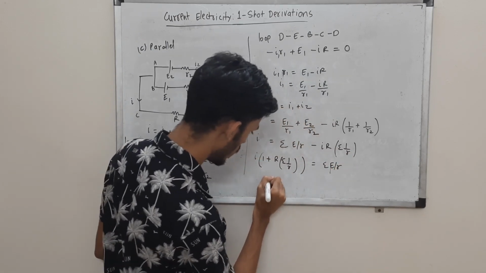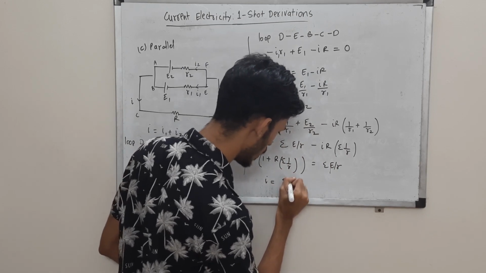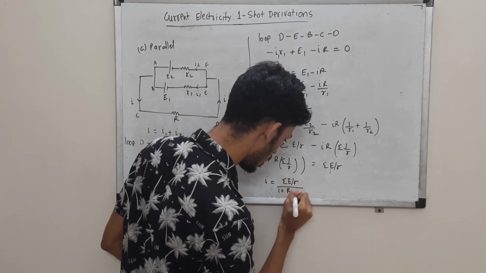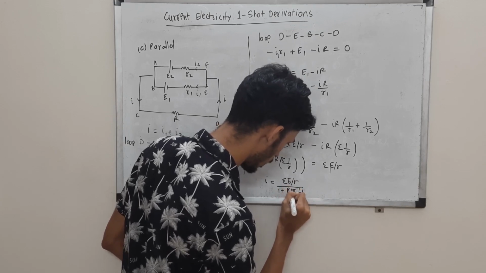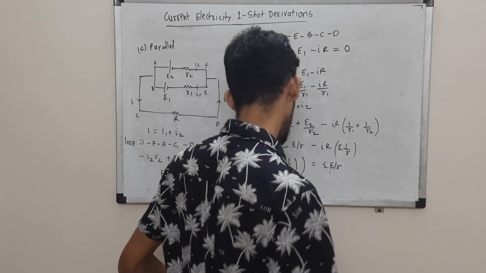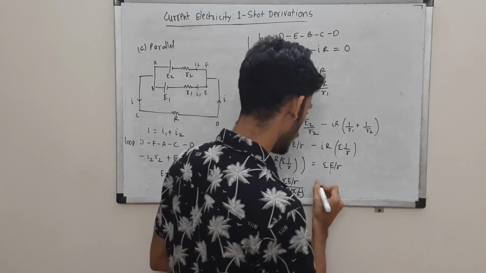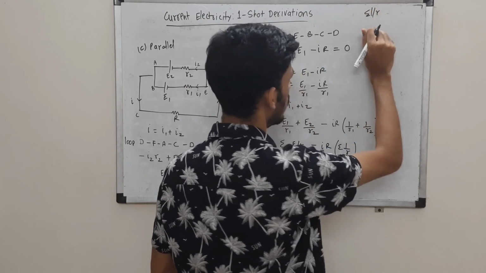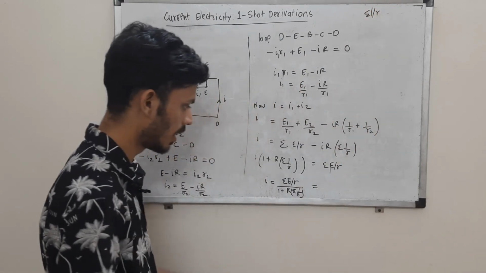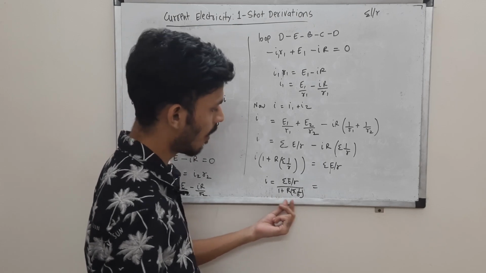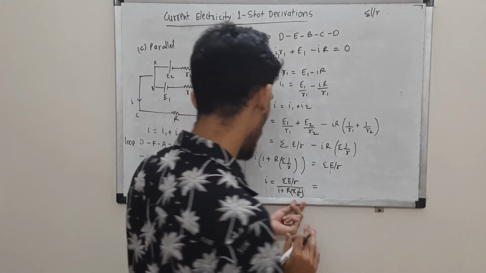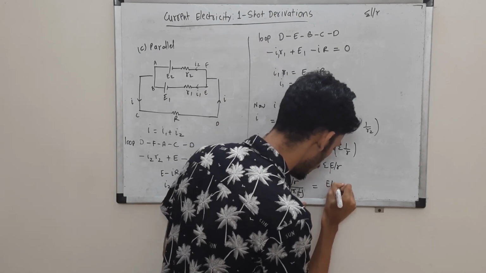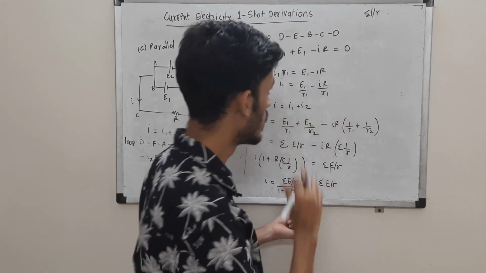Okay, so the net current that you obtain is summation E by r upon 1 plus r into summation 1 by r. Or we can actually divide everything by summation 1 by r, so that in the denominator we don't have a product of two resistances. We'll divide the numerator and the denominator by summation 1 by r.